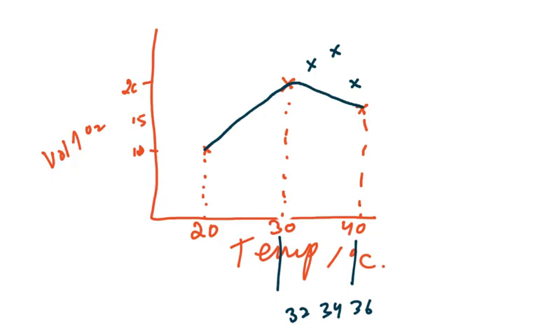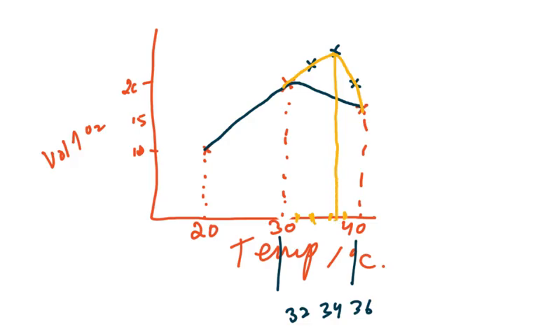So look at how the graph is now going to change. I'm going to use another color. The graph is going to go up like this, and then it's going to go down. So first you were thinking that the optimum was 30, but now when you look at it, the optimum is more towards 36, because this is 32, this is 34, this is 36, and this is 38. Now the optimum is somewhere here.